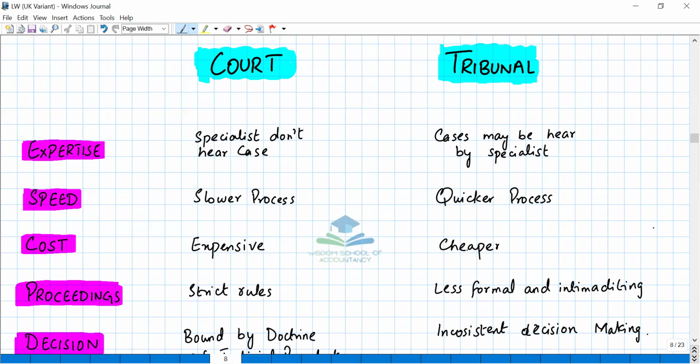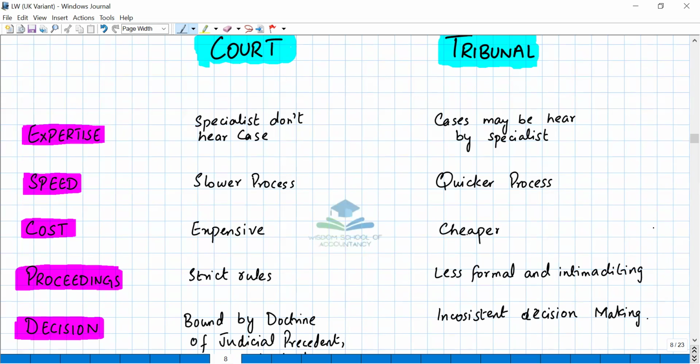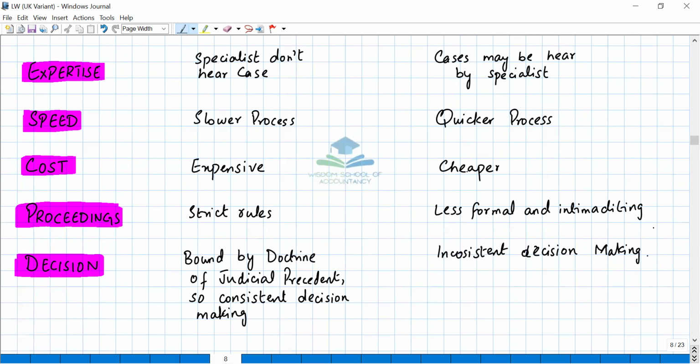Court is a slower process, while the tribunal is a quicker process. You can get the decision quickly. The cost of the court is expensive. You have to hire lawyers, and it's an expensive process, while the tribunal is a cheaper process. The proceedings of the court are strict and harsh. There are proper formal proceedings. You have to go to different hearings, and there's a proper formal procedure, with strict rules regarding evidence, pleading, and procedure. While the tribunal is not that formal, it is less formal and less intimidating.